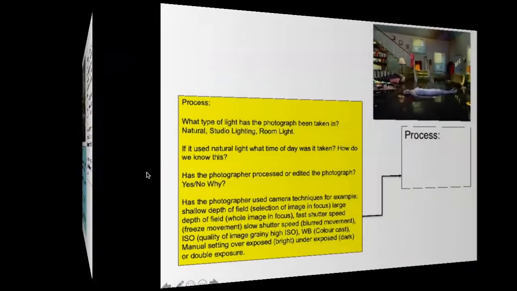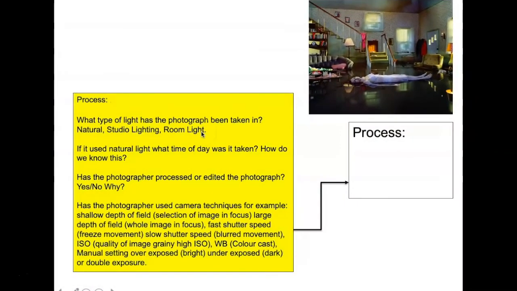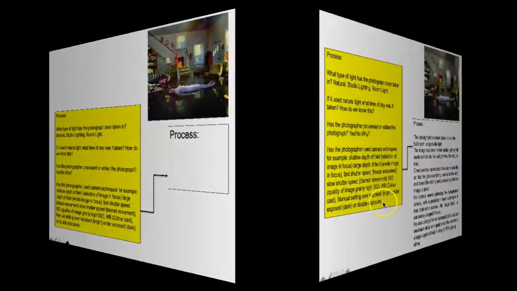Now you've got to think about process. So how was the image taken? Was it taken in studio lighting, natural lighting? Has the photographer processed or edited the photo? And what camera techniques has the photographer used? And then you write your response.